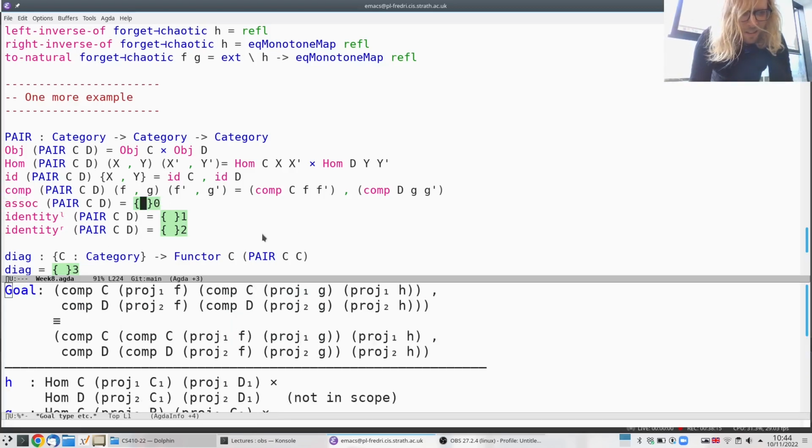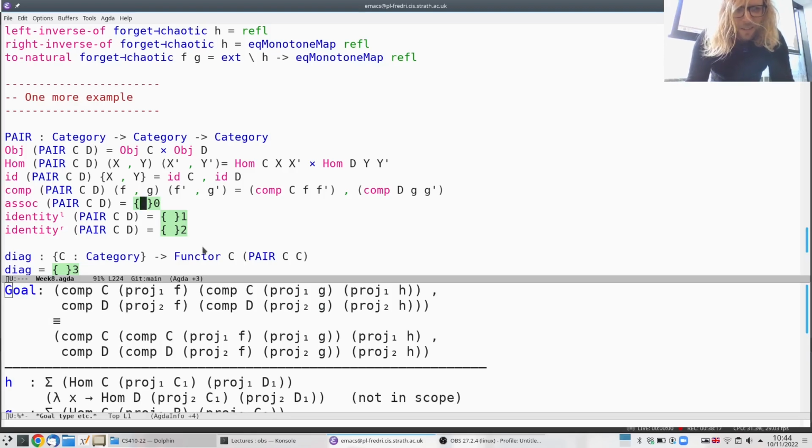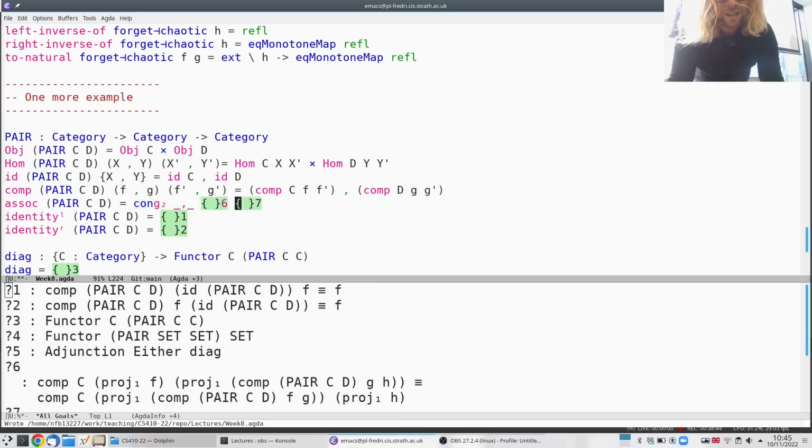Right. And now to prove associativity, well, that means that I need to show that this pair is equal to this pair, right? But I could do that by showing that they are component-wise equal, I hope. So if I do a cong, and a cong lets me do this for one-argument functions, but the pair here takes two arguments, right? So I'm going to use a cong2 of this thing, and then I have to give two things.